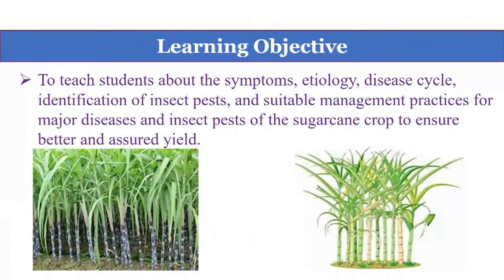So, dear learners, the topic is diseases and insect pests of sugarcane, and the learning objective of today's session is that you will study the symptoms, etiology, disease cycle, and identification of the insect pests, the major insect pests, and the sustainable and suitable management practices for major diseases as well as insect pests of the sugarcane crop to ensure better and assured yield.